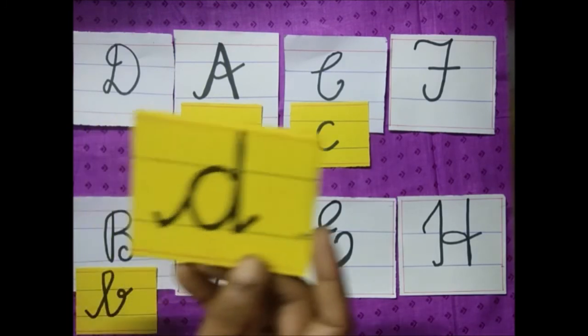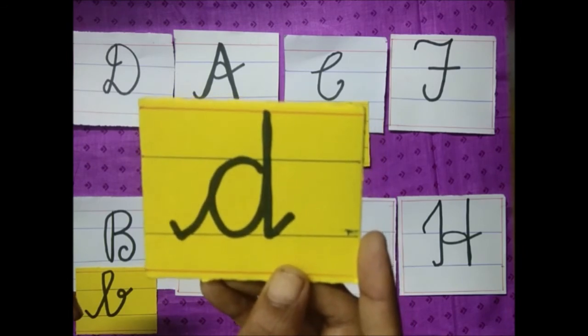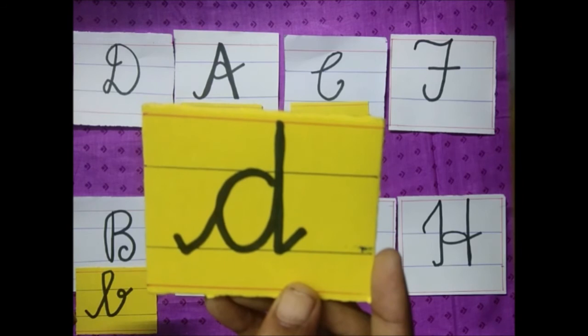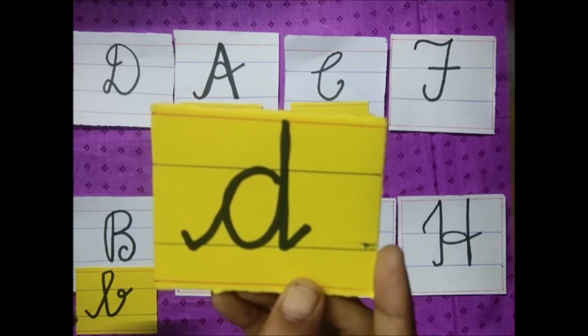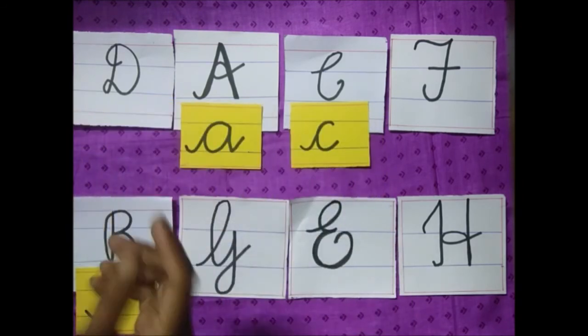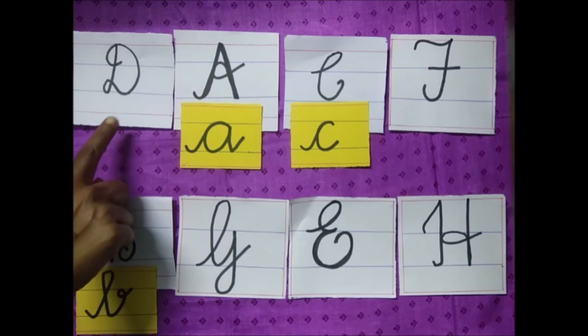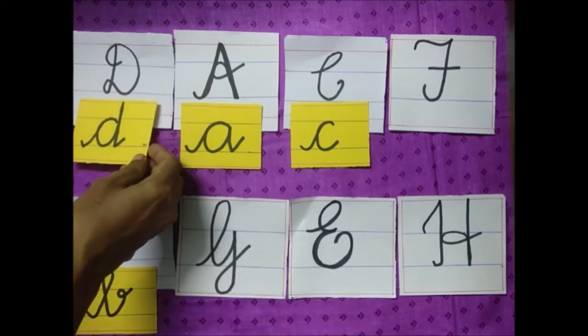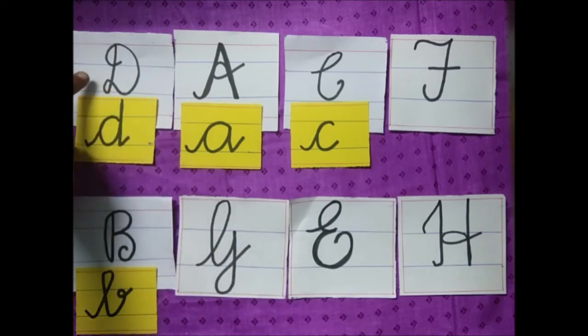Next, tell me what letter is this? Yes, D. This is small letter D. Now we are going to match this with the capital letter D. Where we have D? Is it D? Yes, this is capital letter D. Now we are going to match this with the small letter. This is capital letter D and this is small letter D. D sounds D.